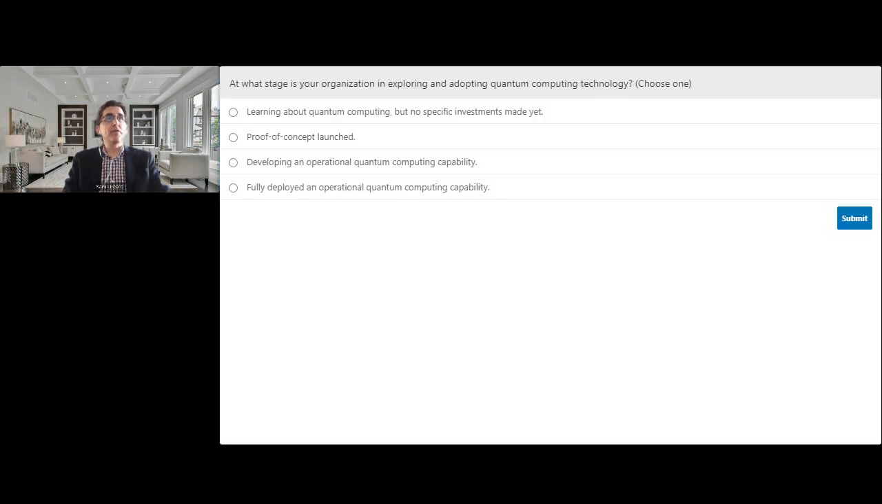Here's our first poll question. At what stage is your organization in exploring and adopting quantum computing technology? I'll leave this up for a few seconds to start to collect answers. This will help Scott and Yuval to level set and tailor their remarks to the audience. So please do submit your answers.